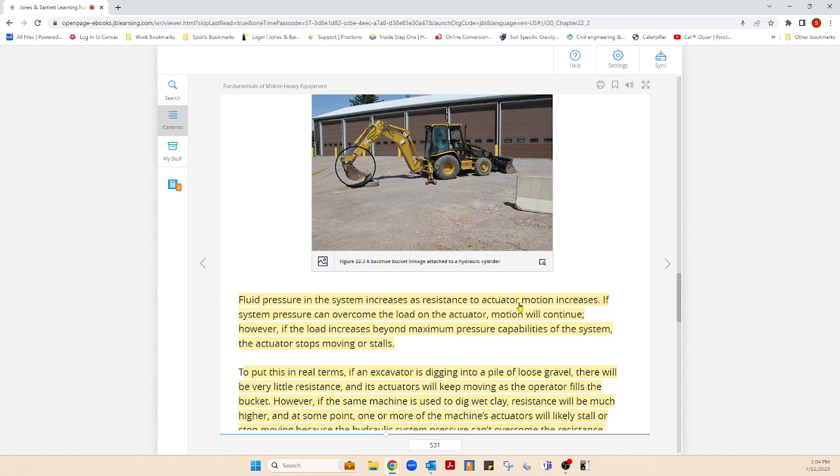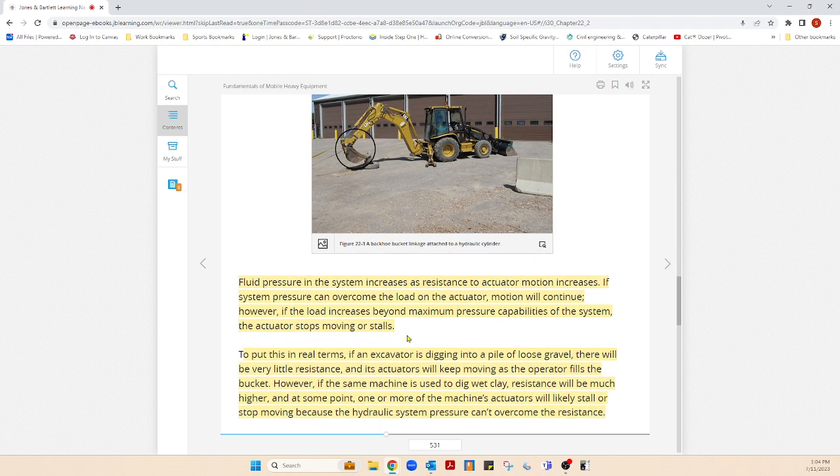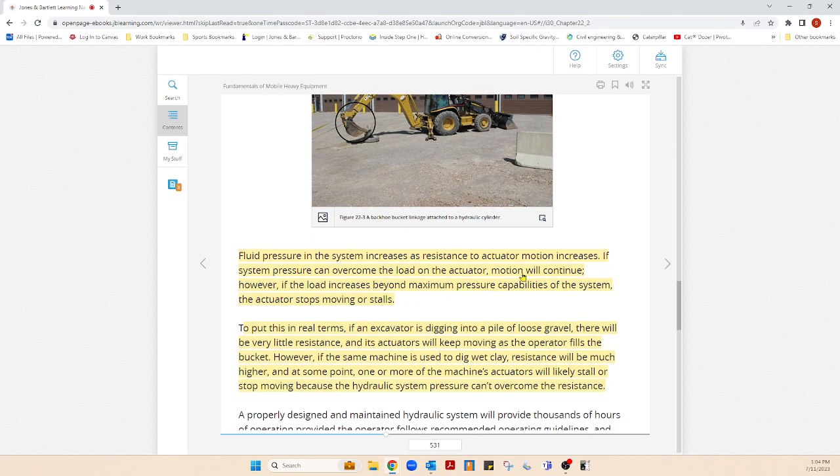So as resistance to an actuator motion increases, fluid pressure in the system increases as the resistance increases. If the system pressure can overcome the load on the actuator, motion will continue. However, if the load increases beyond the maximum pressure capabilities of the system, the actuator stops moving.